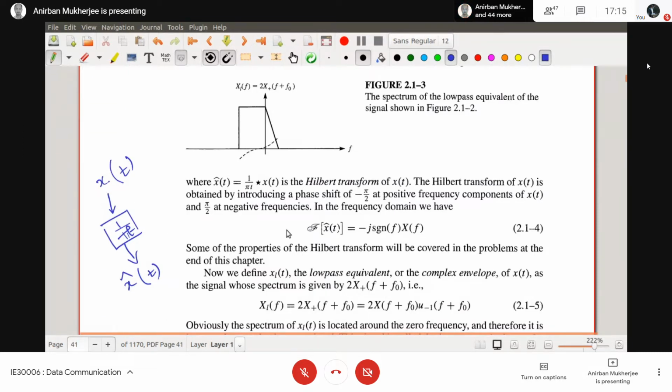Now this Hilbert transform of xt means, if you check the 1 by pi t, then in the Fourier domain what will happen? The Fourier transform of x hat t is basically X f times the Fourier transform of 1 by pi t, which we know is minus j sgn f. So what do we mean by minus j sgn f? At positive frequency the signum function is plus 1, so it is minus j, that means a minus pi by 2 phase shift at the positive frequency component, and plus pi by 2 at the negative frequency component.